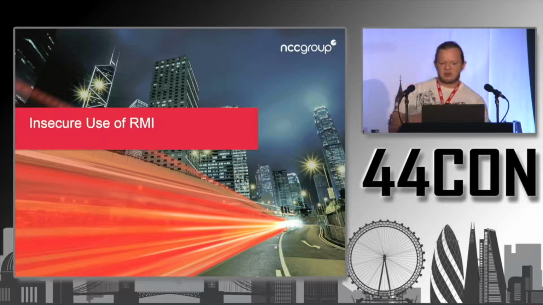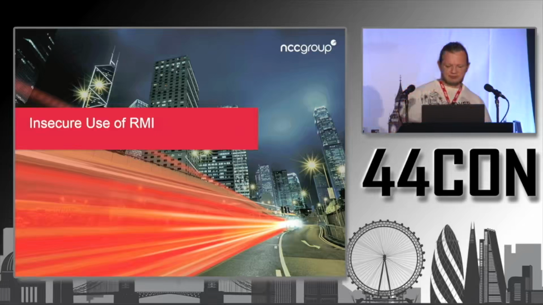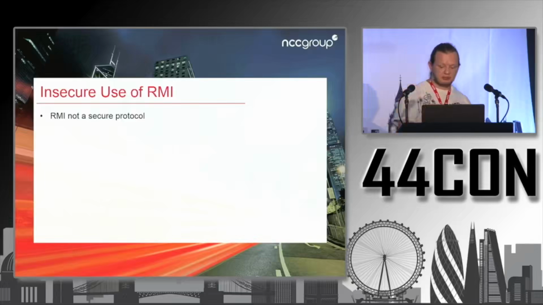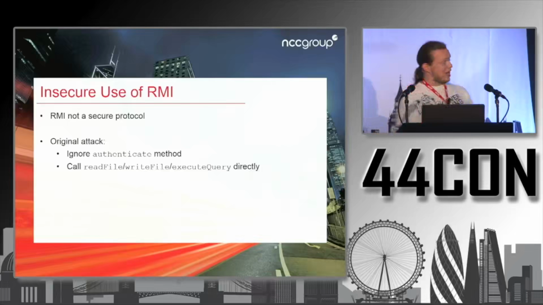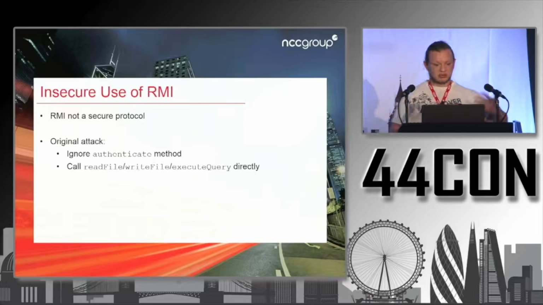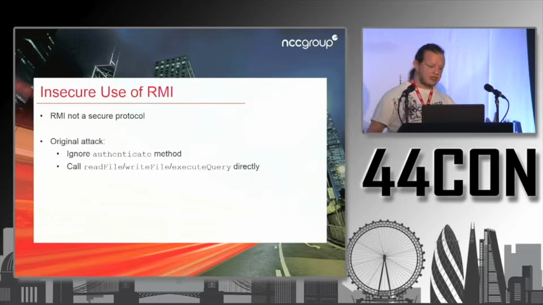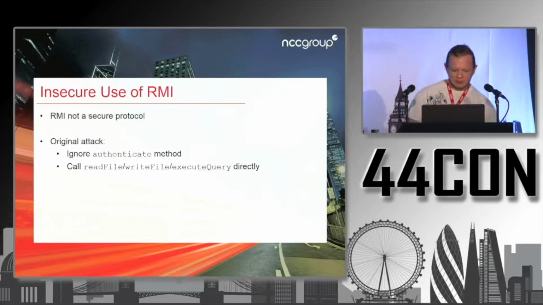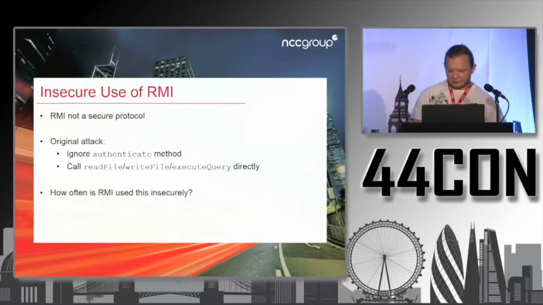So I wanted to look into this insecure use of RMI. Like I say, it's not a secure protocol. In my original attack, I ignored the authenticate method. The actual application, if I tested that during that original attack, the login screen would have called the authenticate method and then just done the other stuff once I'd logged in. But like I said, I didn't need to do that. I bypassed the authentication essentially and called read file, write file, execute query, list files, all these kind of methods directly. So I wondered, like I say, how often is RMI used just this insecurely?